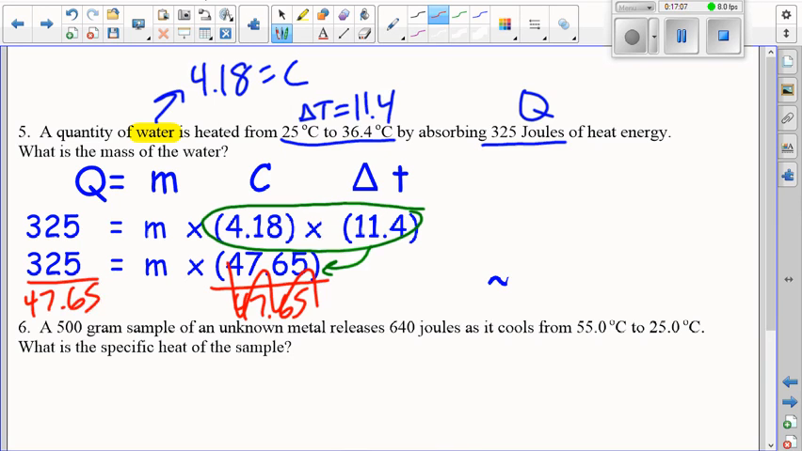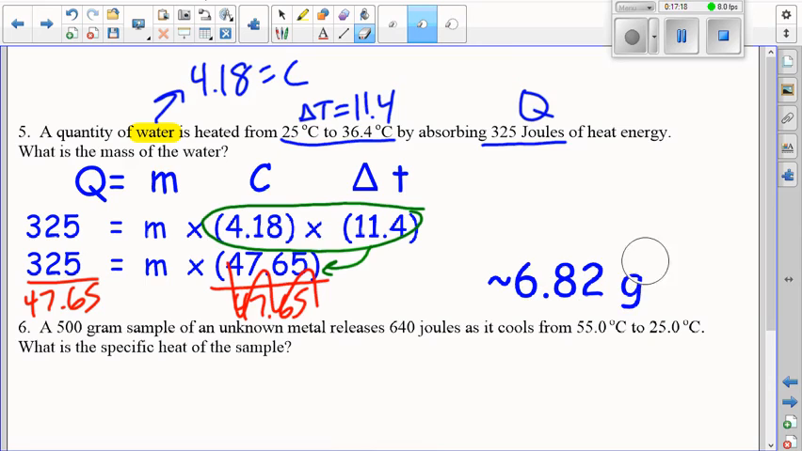Yeah, this is just standard algebra. So 325 divided by 47.65, that'll come out to be 6.82. And what are the units on that? Grams, because it's a mass, right? That equals your M.